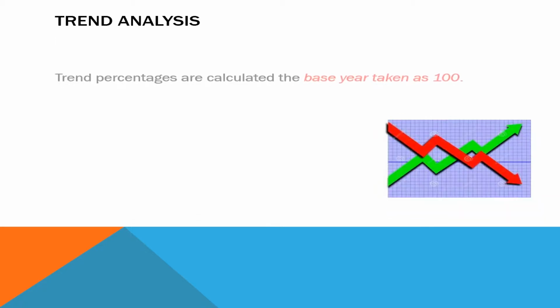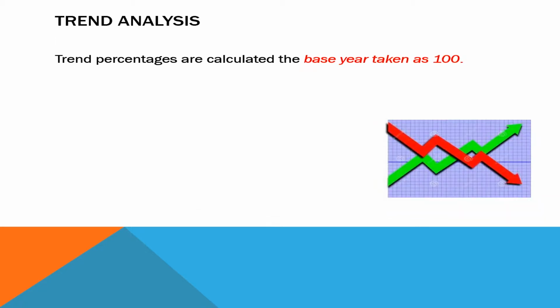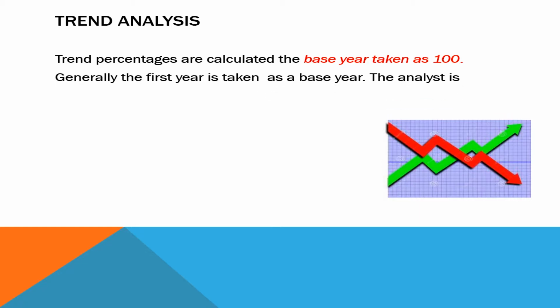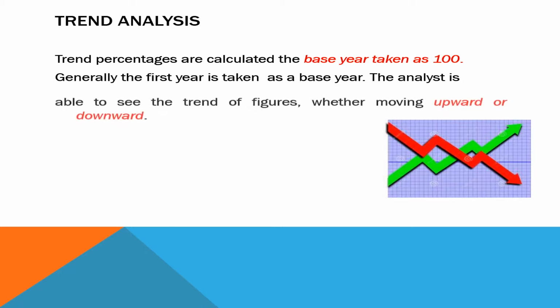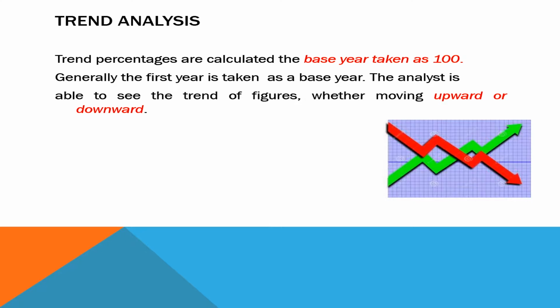In this analysis, the trend percentages are calculated for each item by taking the figure of that item for the base year taken as 100. Generally, the first year is taken as a base year. The analyst is able to see the trend of figures whether moving upward or downward.